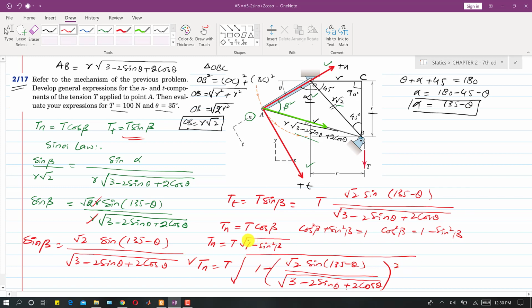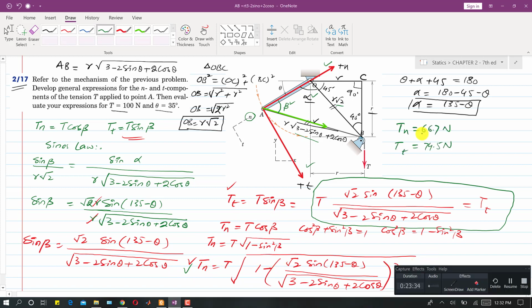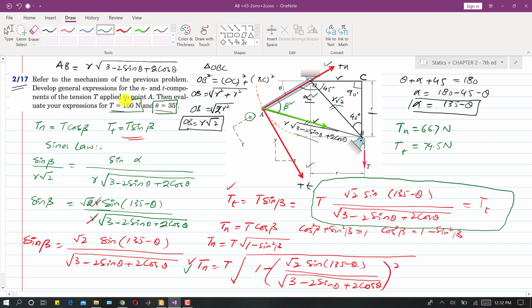So these are the general expressions for Tn and Tt. This is Tt, and this is the Tn component general expression. Now if we put theta equal to 35 degrees and T equal to 100 in these two equations, equation number 1 and equation number 2, what we get is Tn equal to 66.7 Newton and Tt equal to 74.5 Newton, right? This is the solution of this problem.